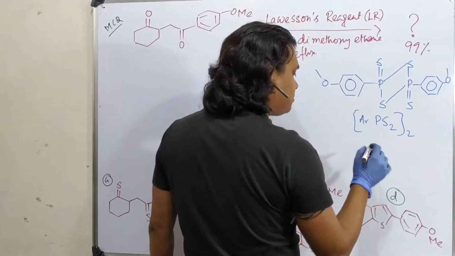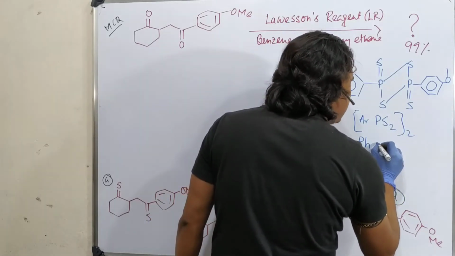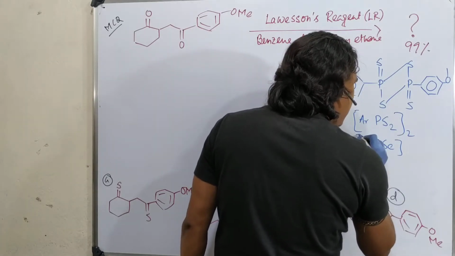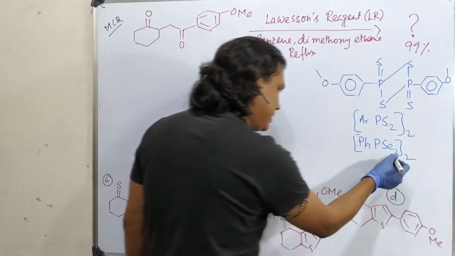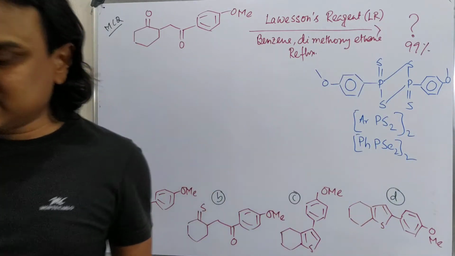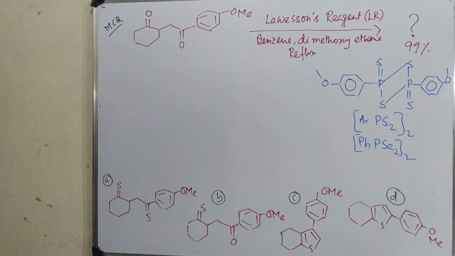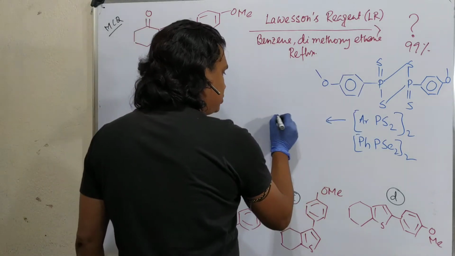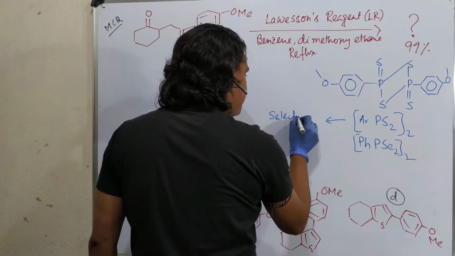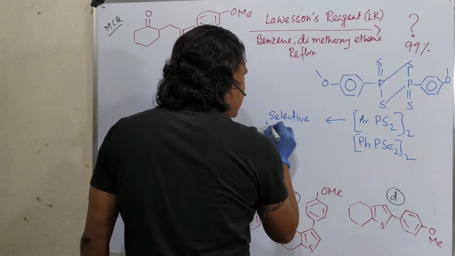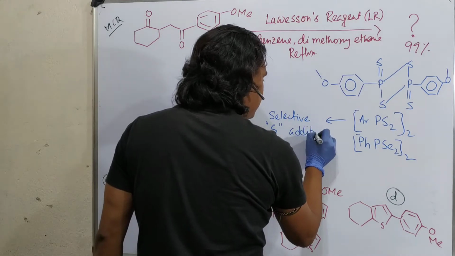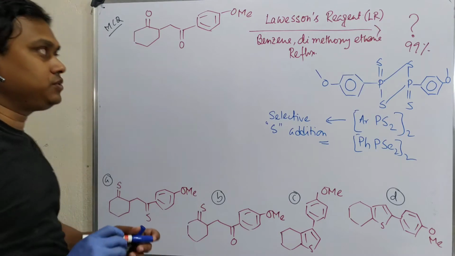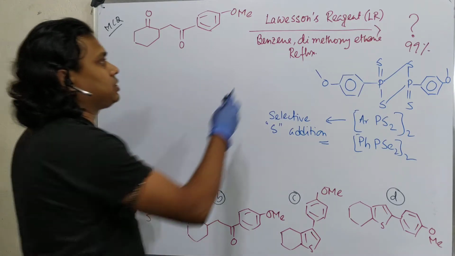Please remember there is another reagent in this case, Woollins' reagent. It is a selective selenium insertion reagent. Both are the same; you can see sulfur is replaced by selenium. In the phenyl group case there is a change, but it is not that significant. So this reagent is selective for sulfur addition.